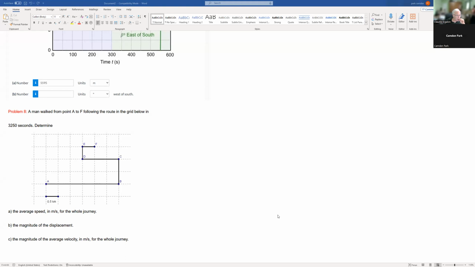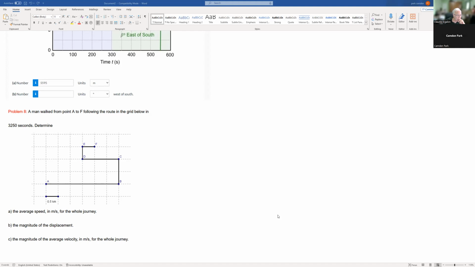Okay, so which one do you not know how to do? B and C. A is kind of easy. So, average speed: walk it following the route in the grid below. It doesn't say if it's average. Wait a minute, 3,250 seconds. That's the time. So I basically use the grid to find the average speed.